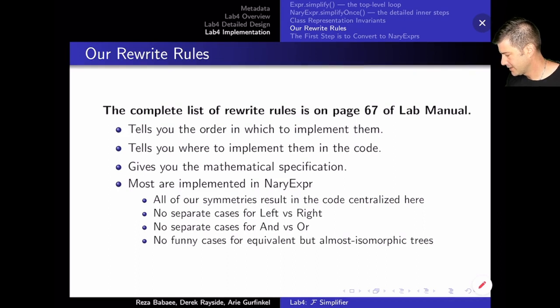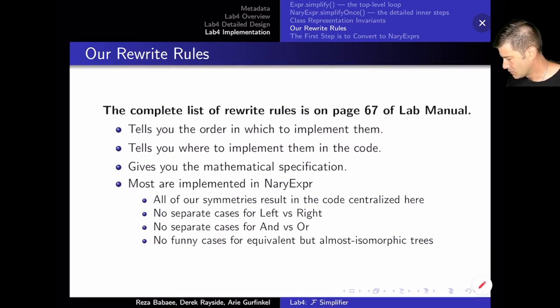you'll see that. It gives you the order in which we suggest to implement them. It tells you where to implement them, and gives you the mathematical specifications like the ones that we saw just now. And most of them will be implemented in this n-ary expression, because remember, we have and, or, and not. For not, for unary expression, there isn't much. And and or will all convert into n-ary expressions, sort the arguments, and do this.